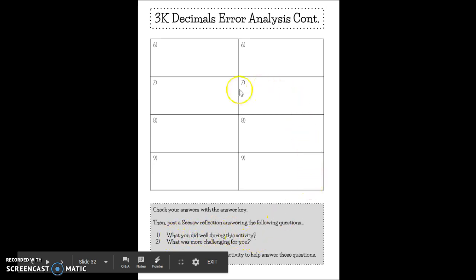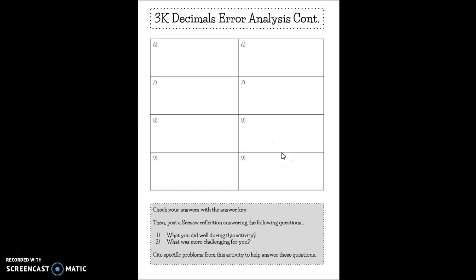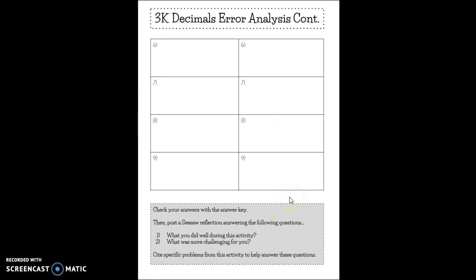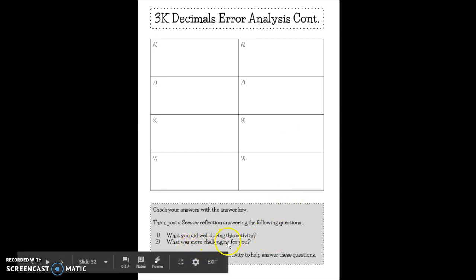So basically what jumped out at you really quickly, or what was an easy task for you to complete, or what was something that was really easy for you or that you did really well. Maybe there was one problem you were able to very specifically say what the error was right away and solve it no problem. And then what was something that was more challenging for you?